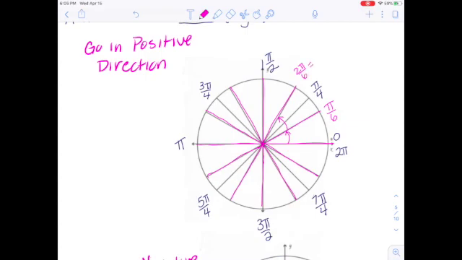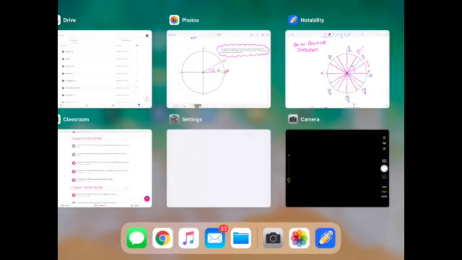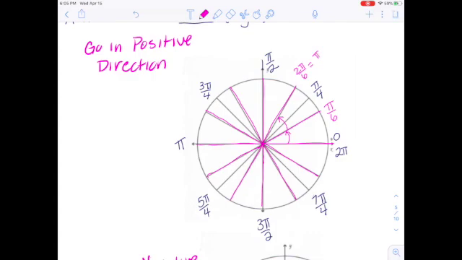And then add another pi over 6, you get 2 pi over 6, which I want you to simplify to be pi over 3. And then add another pi over 6, and that is at 3 pi over 6, which you know is already simplified to be pi over 2. Keep going, add another, 4 pi over 6, but we can simplify that to be 2 pi over 3, which is the one I want you to really know. Keep going all the way around.